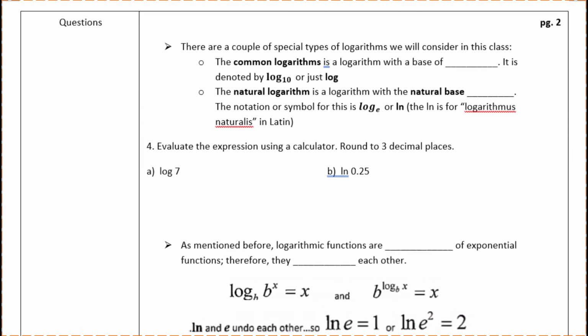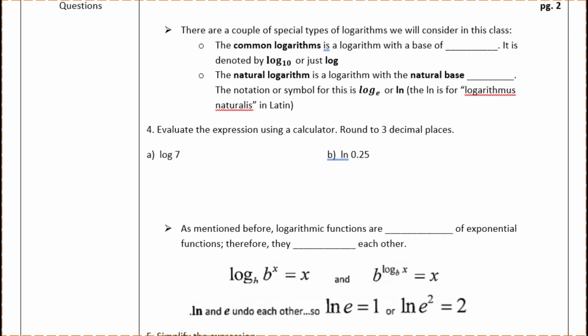All right, so there are a couple special types of logarithms that we'll consider in this class. There is the common logarithm. The common logarithm has a base of 10, and since the common logarithm is so common, instead of just writing it as log base 10 right here, we usually just write it as log. Okay, so when we just write log, we assume that it's log base 10. So like if I wrote log of 5, then we assume that it's log base 10 of 5. So we don't write the 10. It's usually invisible. So when you see log 5, just think base 10.